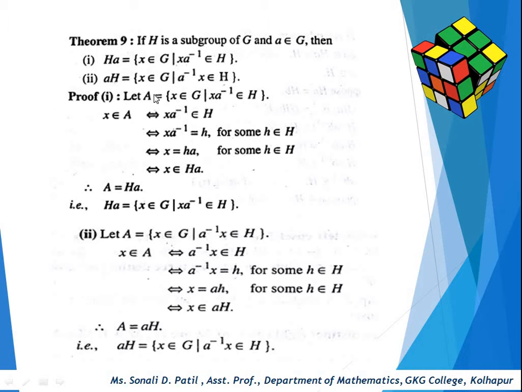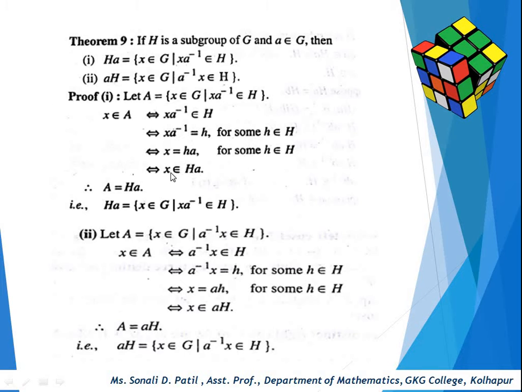First we consider a set A. So let A = {x belongs to G such that xa inverse belongs to H}. Now here we can take one element from A, so x belongs to A. This implies xa inverse belongs to H. Here we can apply a from the right hand side. Next, xa inverse = h for some h belongs to H. Implies x = ha, because a is multiplied by h, so we get ha for some h belongs to H.